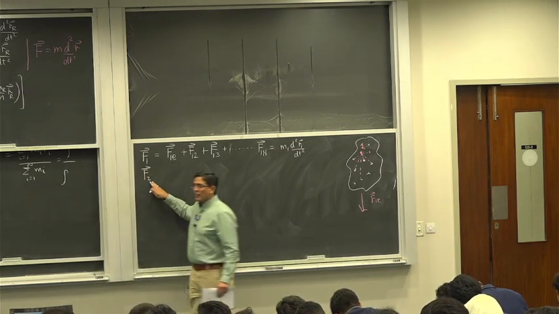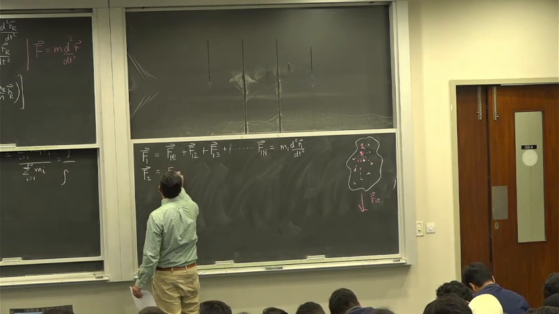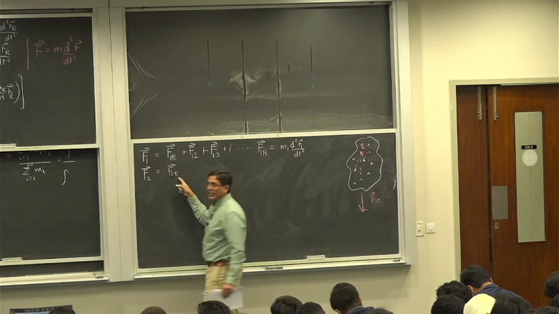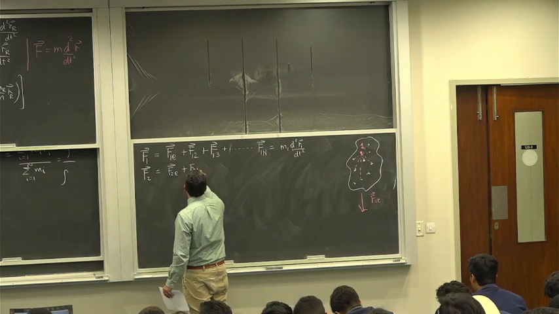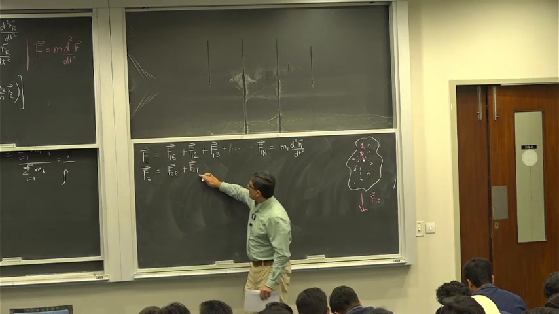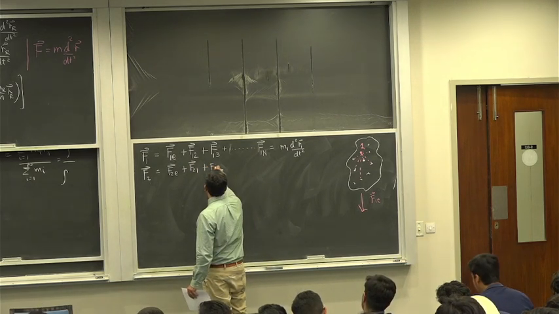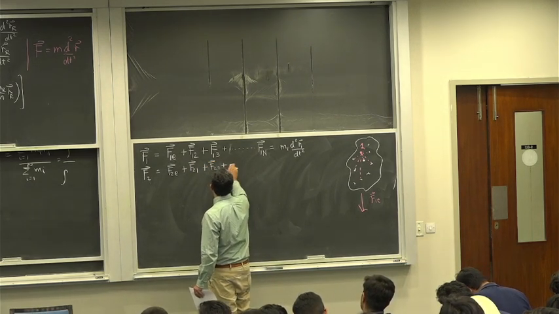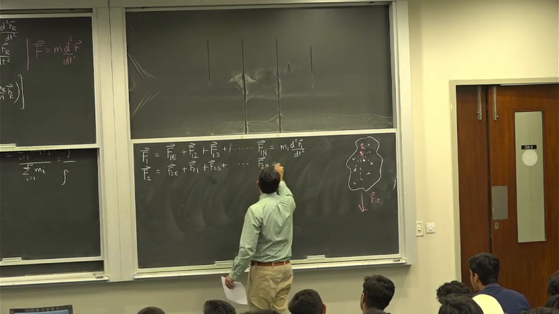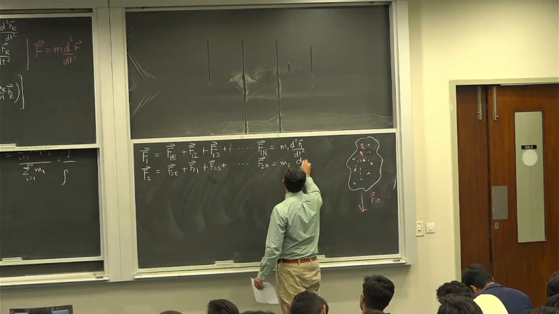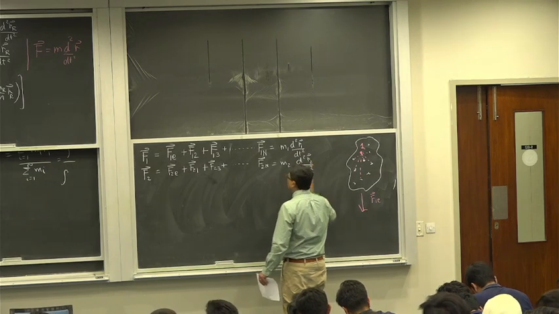Similarly, now I can write all the forces acting on particle 2. I'm lumping all the external forces acting on particle 2 as F2e, and then I have F21, the force that particle 1 is exerting on 2, then F23, and then F2n, and this of course is equal to m2 d squared r2 over dt squared.